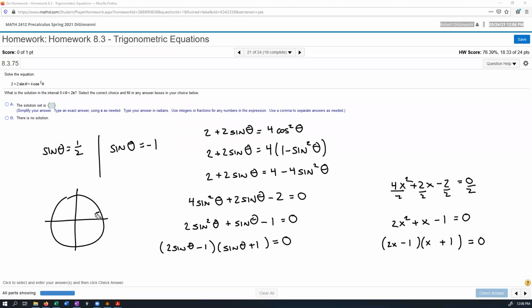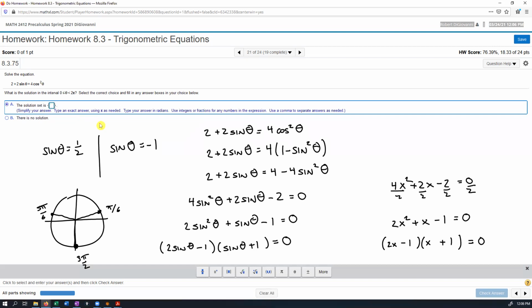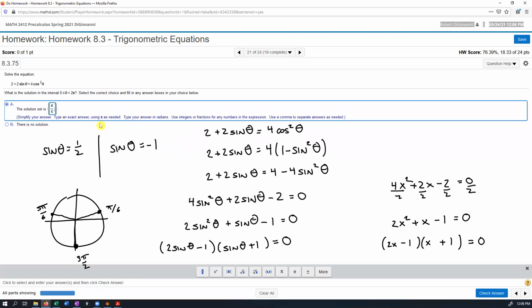Okay, because our argument is theta, I can just look at the unit circle. Sine's the y coordinate. It's a half here and here. That's pi over 6 and 5 pi over 6. And then the y coordinate is -1 down here. So that's 3 pi over 2. Pi over 6, 5 pi over 6. 3 solutions: pi over 6, 5 pi over 6, and 3 pi over 2.